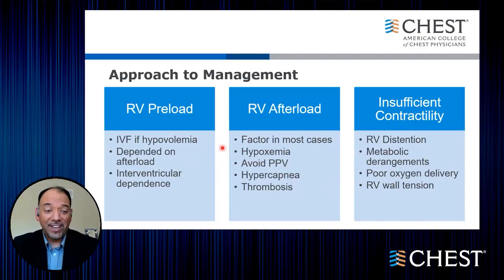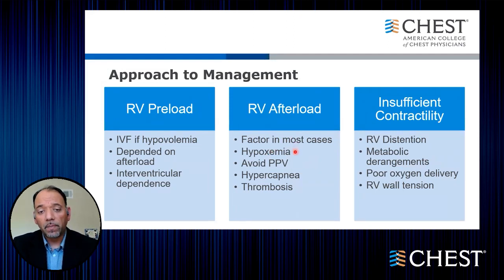So in those patients, if they're hypovolemic, if they're bleeding, for example, then IV fluid might be the right answer, but usually it's not. Usually you're going to base your preload assessment on their afterload, which again can be a very tricky thing. Because if you give them fluid, you might invoke too much of this interventricular dependence that will affect the LV, the filling of the LV, and subsequently systemic blood pressures. So this is a little bit tricky. You have to be careful about giving too much fluid, and most people would recommend not giving very much fluid, again, unless they're bleeding or they're severely hypovolemic. And then when it comes to RV afterload, this is going to be a factor in almost every case, right?